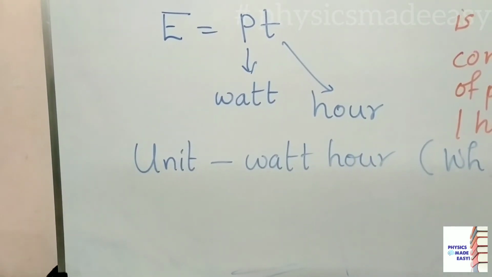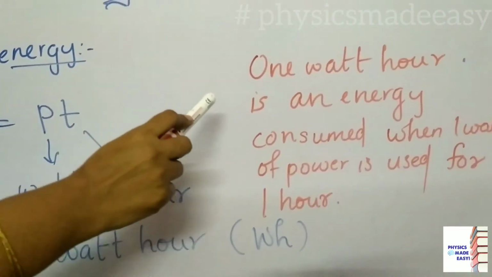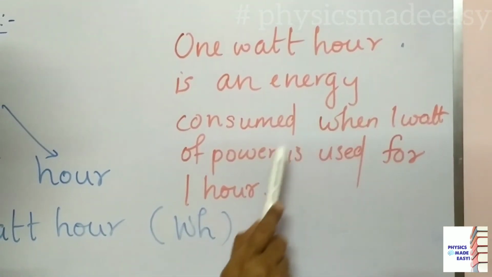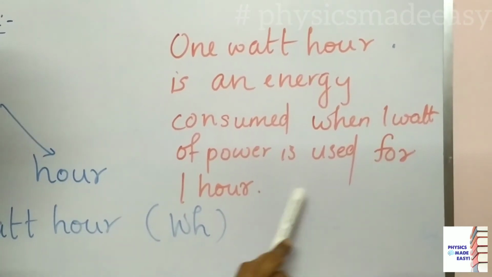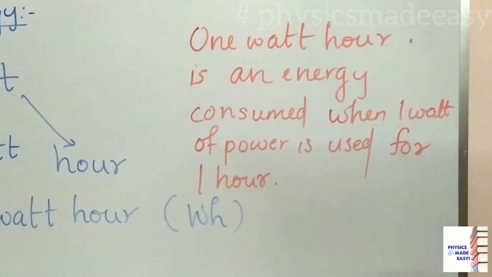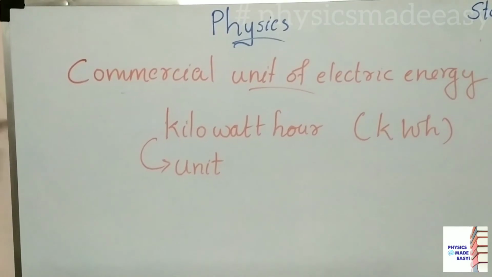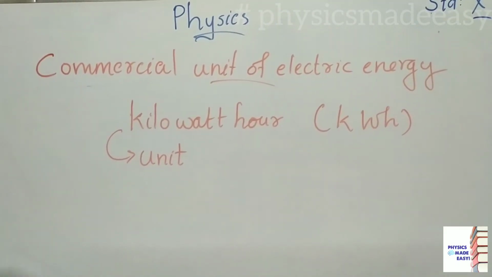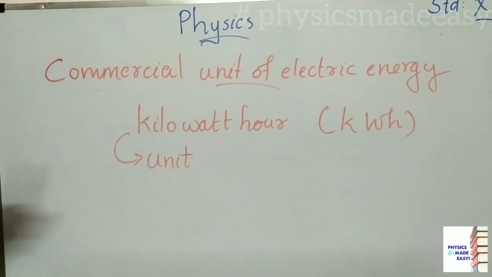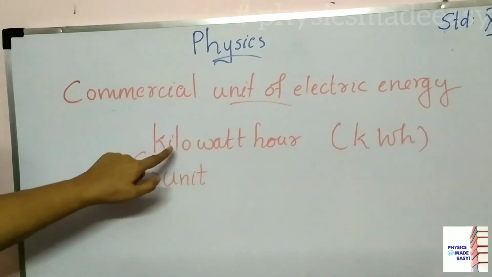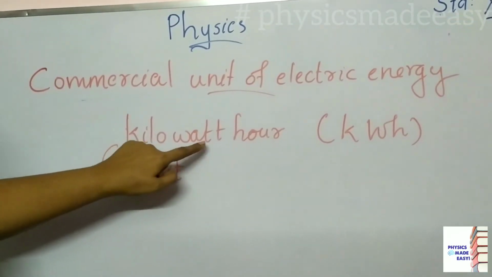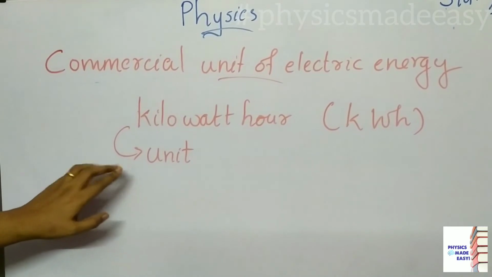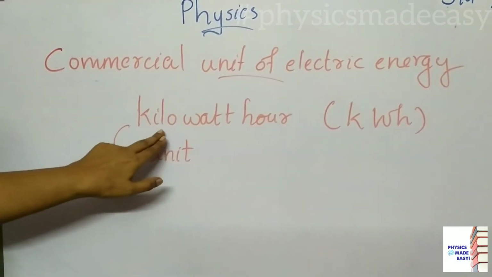How to define this 1 watt hour? 1 watt hour is the energy consumed when 1 watt of power is used for 1 hour by a device. Commercial unit of electric energy: you know the unit of electric energy is watt hour, but the commercial unit of electric energy is kilowatt hour. You can write this as kWh. It is commonly known as unit. 1 unit means 1 kilowatt hour.